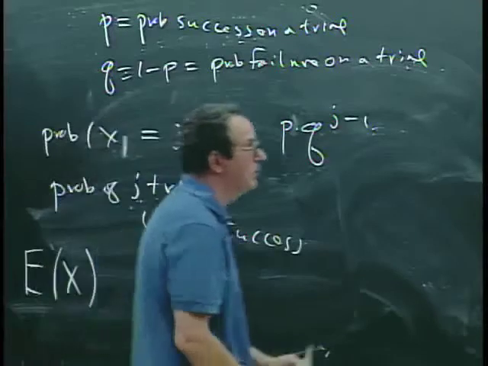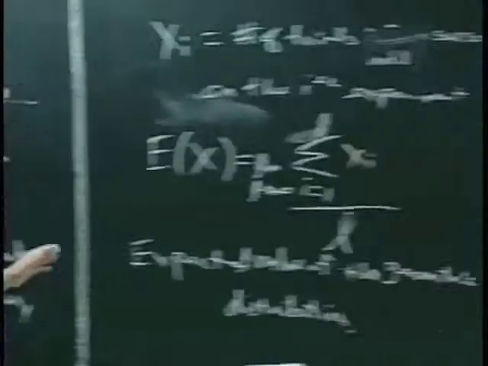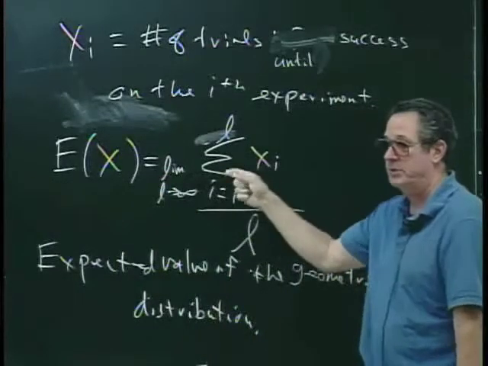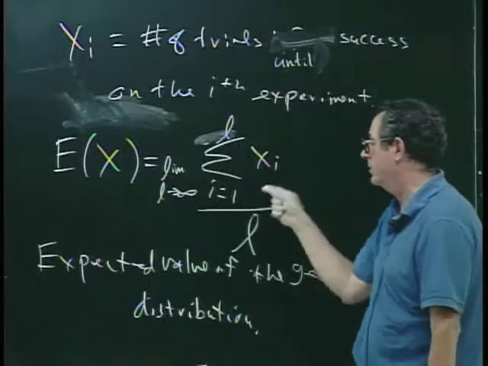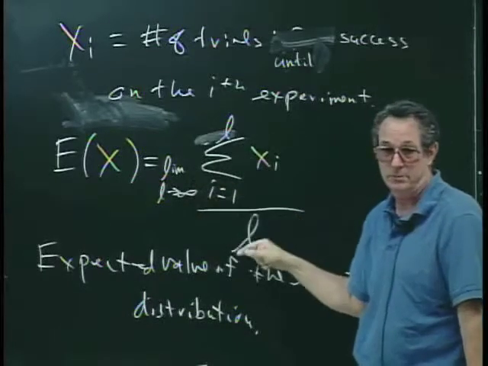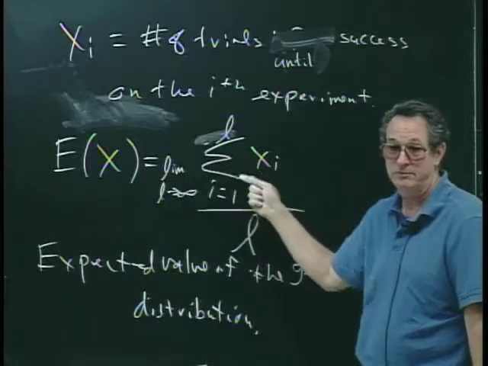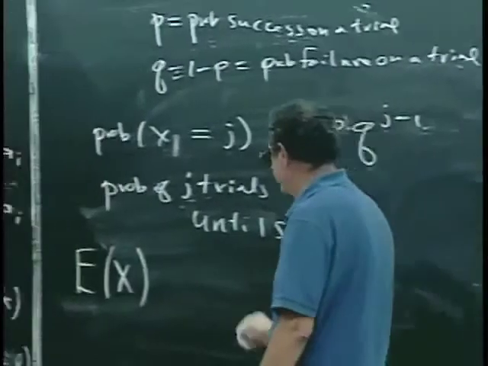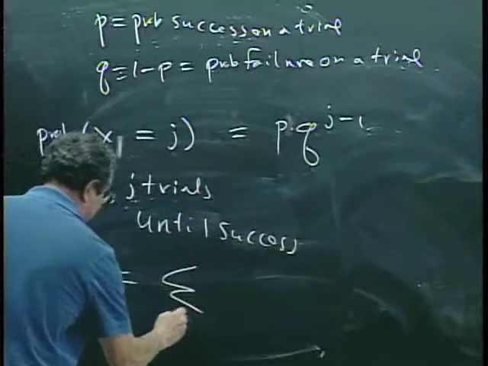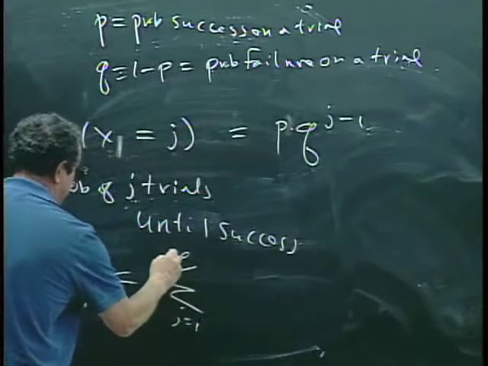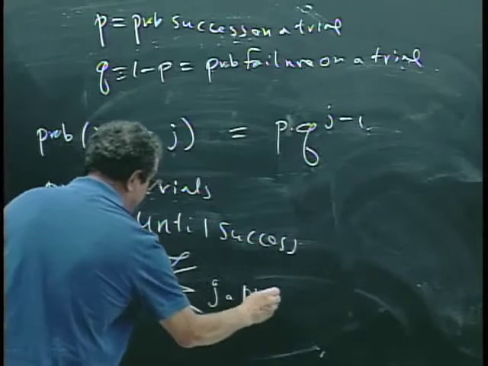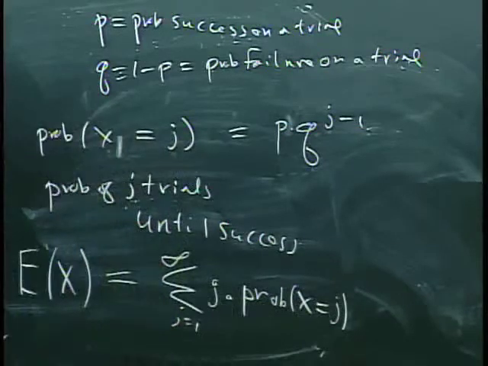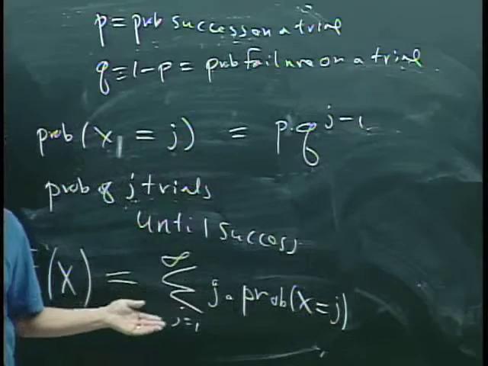Now, expected value of x. The only way that we've had expected value before was in this empirically oriented expression here. You summed up what you actually observed, you took the average, and you took the limit of that as the number of these experiments goes to infinity. But there's another analytical way of writing this, which is also true. It's summation j equals 1 to infinity of j times the probability that x equals j.